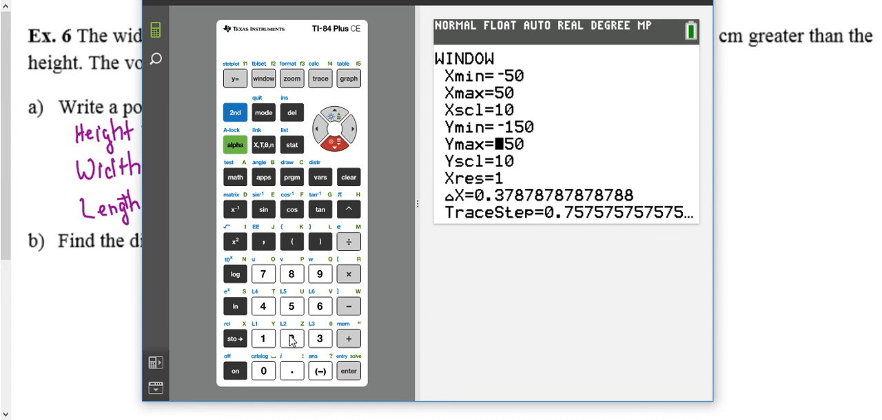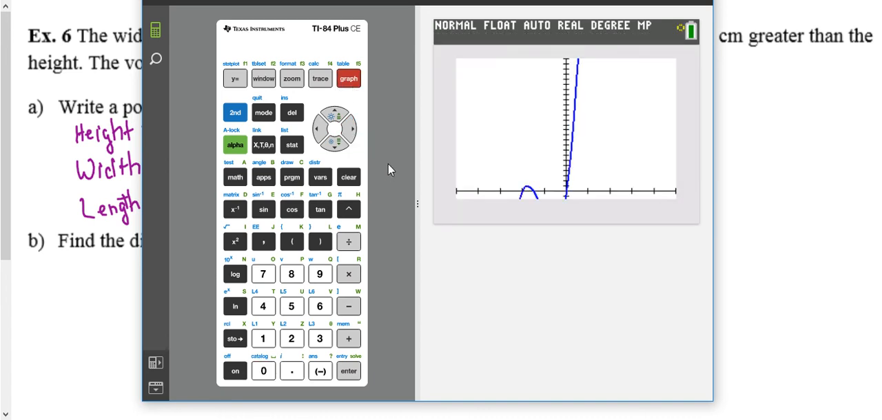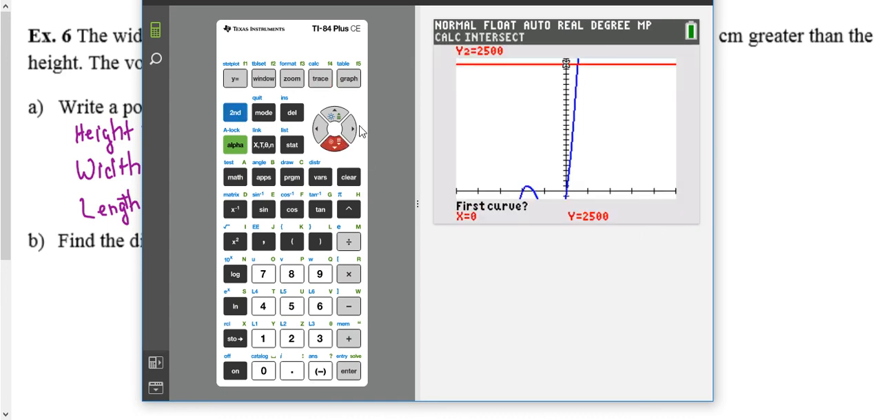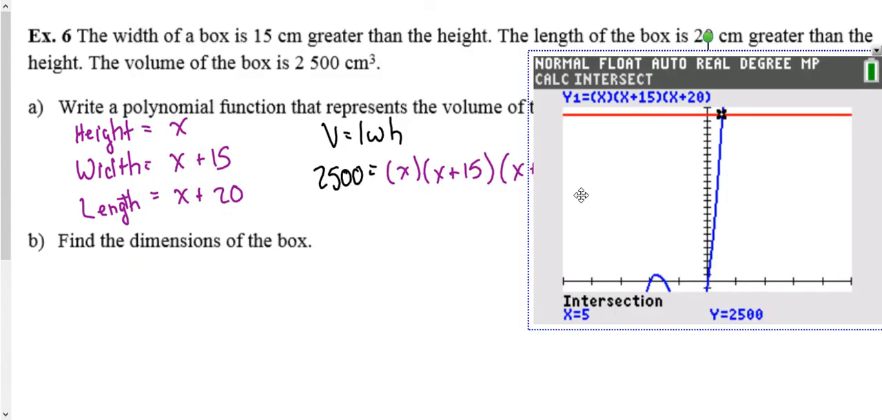I'm going to go straight up to 2500. I'm just going to go a bit past it, 2600 there. Let's go up by 100 here. Hit graph. That intersection is what I want to look for. Second trace, option 5. I'm going to move my cursor as close as I can there. Enter, enter, enter. At 5 for x, we have a y-intercept of 2500.